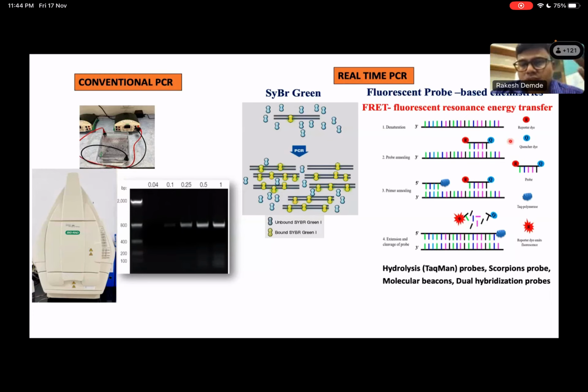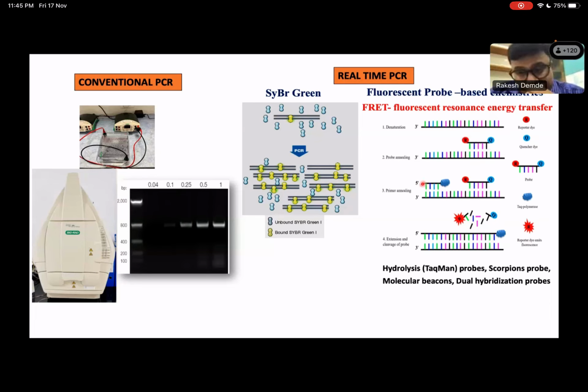Then we have the probe. A probe is nothing but a sequence of nucleotides. We have 2 fluorescent tag dyes, a reporter dye and a quencher dye. So it works on the principle of FRET. So what is the principle? The reporter and quencher dye remain in close proximity, so the reporter fluorescence is kept in check. When a quencher is near the reporter, the reporter fluorescence will not be detected.